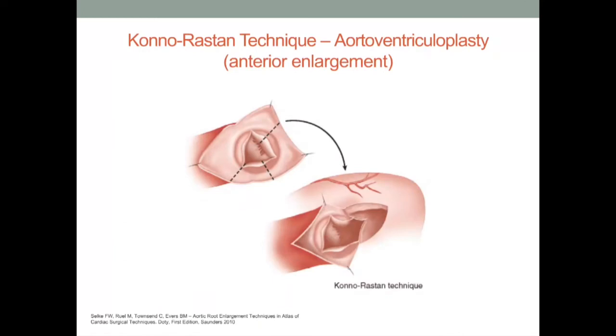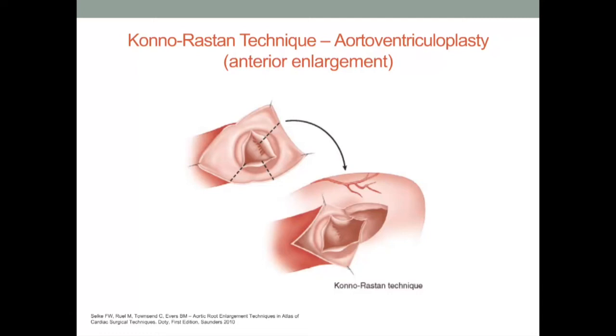In the anterior enlarging technique of the Konno-Rastan Aortoventriculoplasty, the aortic root is mobilized by careful dissection anteriorly between the right coronary sinus and the pulmonary artery. This dissection is leftward of the right coronary artery and carried down to the level of the aortic annulus. The aortic root is then enlarged by an incision through the right coronary portion of the aortic annulus, near the commissure between the right and left coronary cusps.